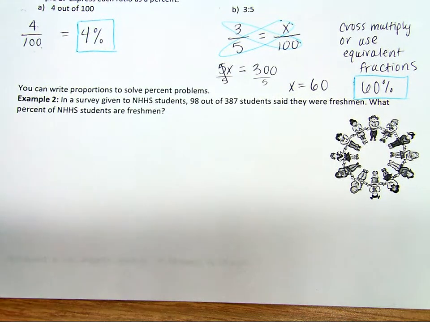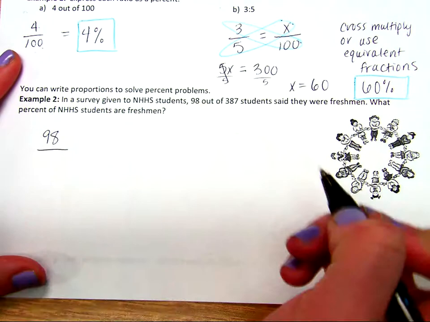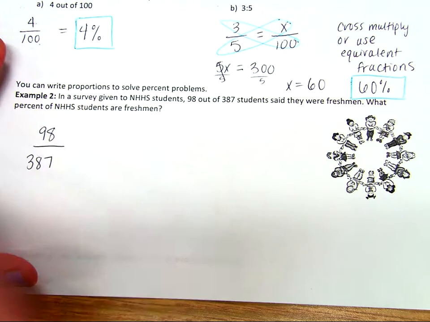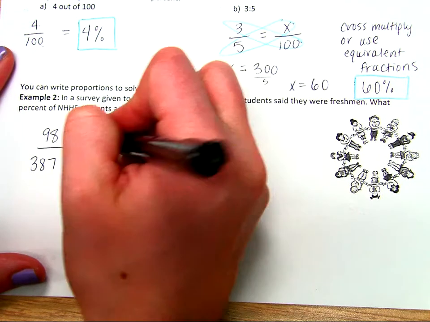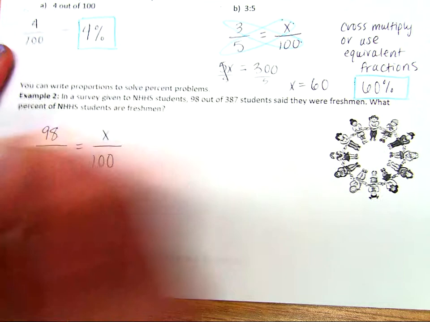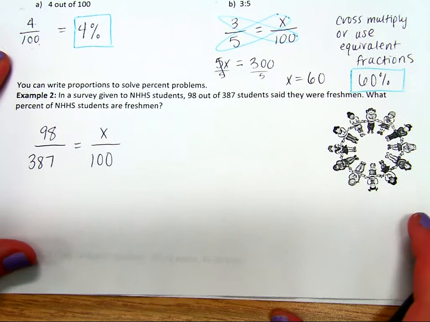Let's look at a different one. It says you can write proportions to solve percent problems, kind of like we just did. In a survey given to NHHS students, 98 out of 387 students said they were freshmen. What percent of NHHS students are freshmen? Okay, so let's use a proportion to figure this out. We'll talk about a different way in a bit, but we're going to use a proportion. So I know that 98 out of 387 are freshmen. I'm looking for a percent, so I want to know, if it's 98 out of 387, what number is that out of 100? So again, I set up a proportion.